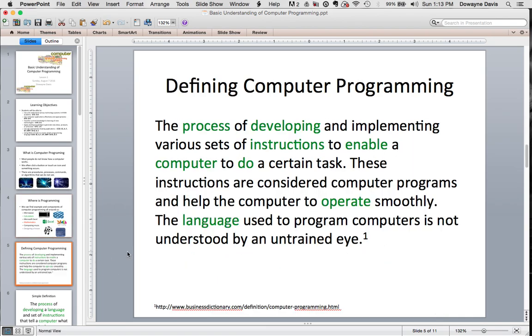So what's the definition of computer programming? The Business Dictionary defines computer programming as the process of developing and implementing various sets of instructions to enable a computer to do a certain task. These instructions are considered computer programs, and they help the computer to operate smoothly. The language used to program computers is not understood by an untrained eye, and lots of people don't know the computer programming languages that their computers use.